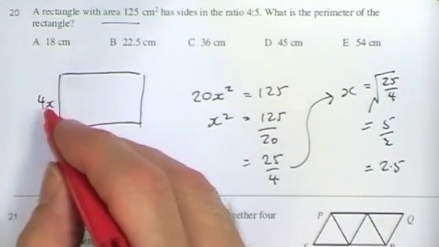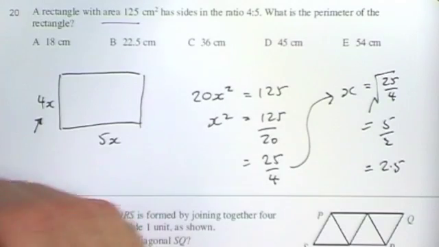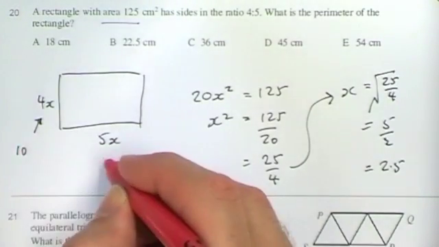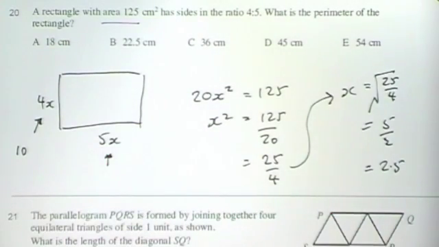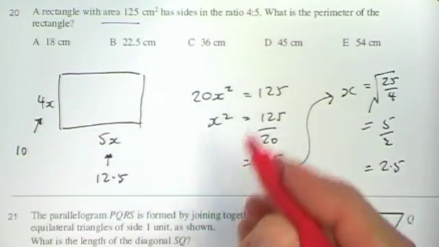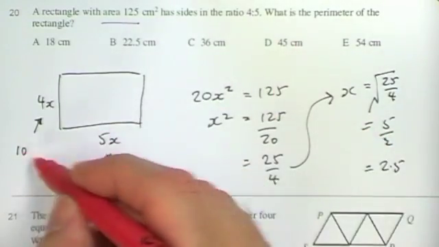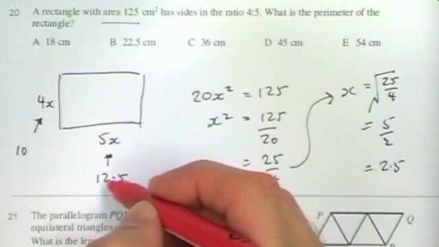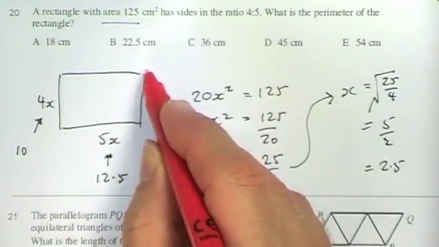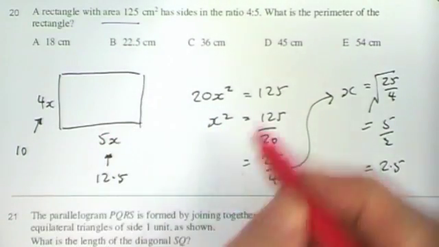So this side here is going to be 4 times 2.5, which is 10, and this one here is going to be 5 times 2.5, which is 12.5. It says what's the perimeter, so it's going to be 10 and 12.5 is 22.5, and we've got it again there, so that makes it 45, which is D.